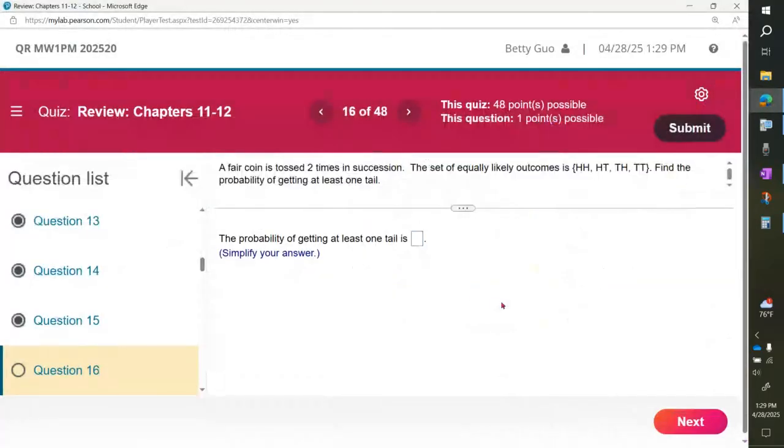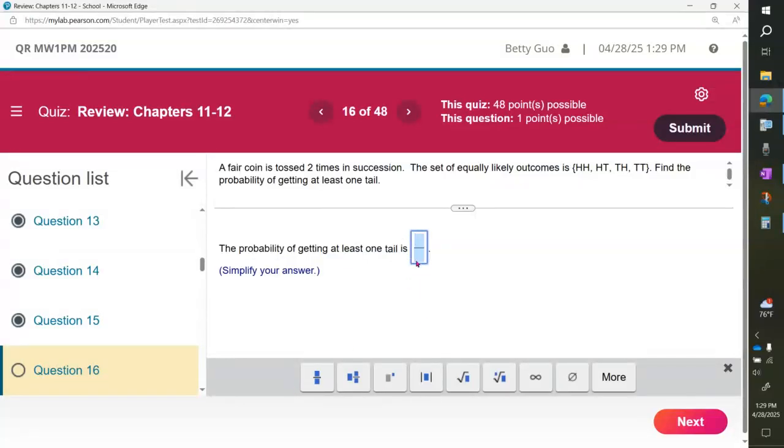Question number 16. A fair coin is tossed 2 times in succession. The set of equally likely outcomes is head-head, head-tail, tail-head, tail-tail. Find the probability of getting at least 1 tail. Also classical. Denominator 4, because there are 4 outcomes in the sample space. Numerator, let's see how many of them have at least 1 tail.